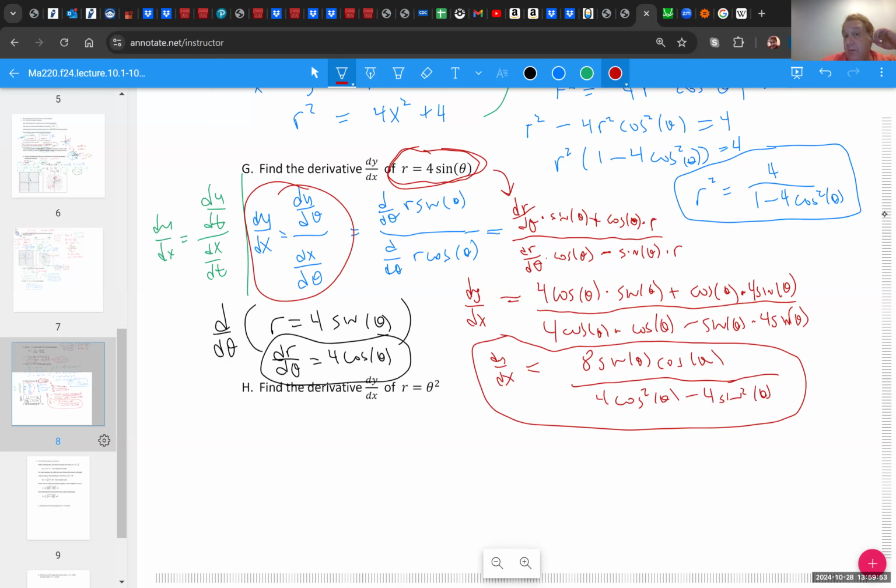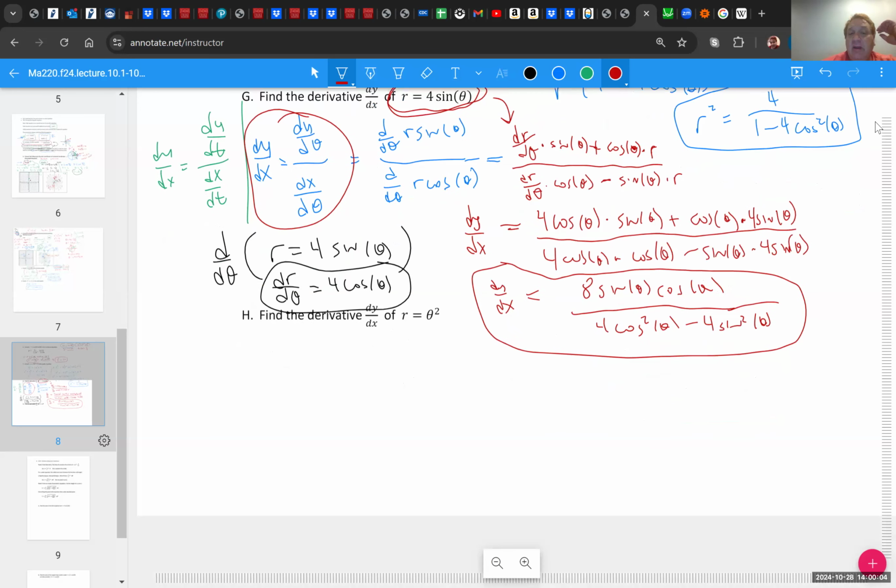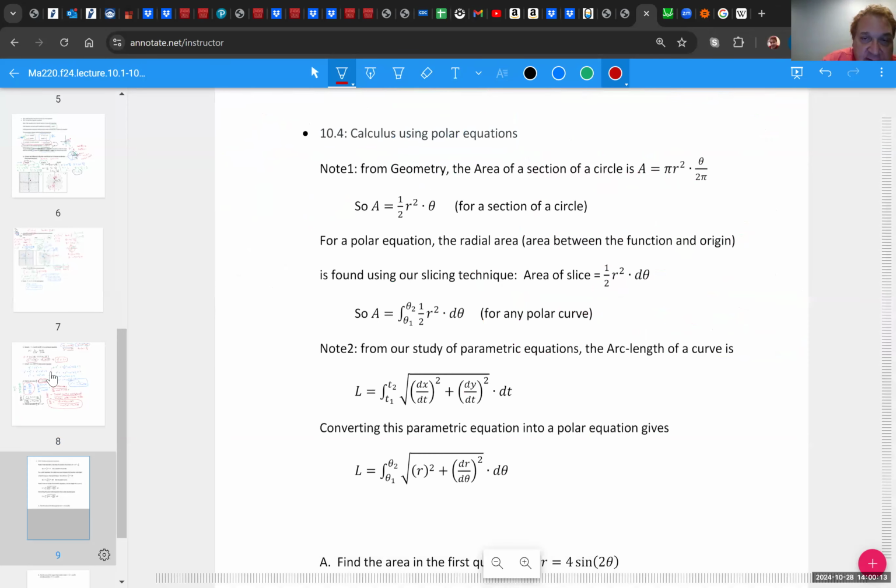Okay, so that's how to find the derivative dy dx if you know a polar equation. R is equal to 4 sine theta was the one we did as an example. All right, so the last example here is to find the derivative dy dx of r equals theta squared. So I'm going to make sure that's my last page. Yeah, that's my last page.